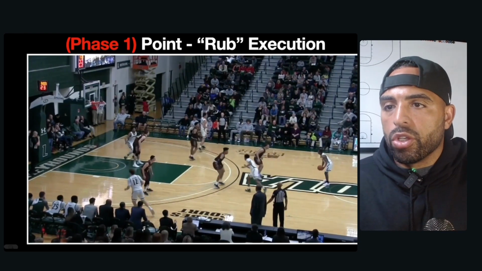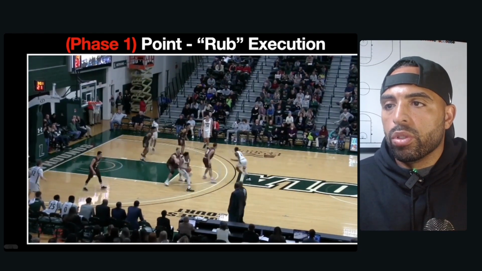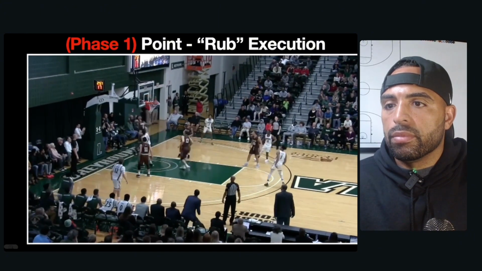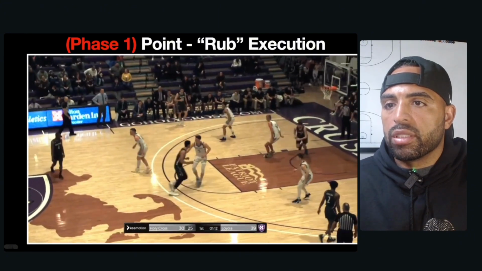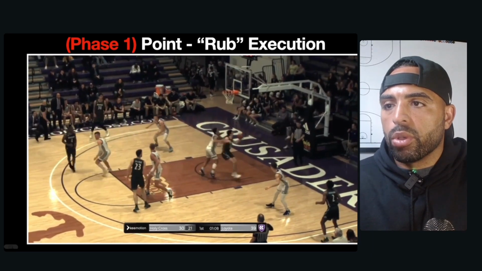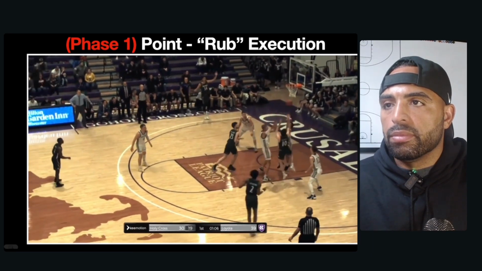Here's some game execution. Rub through, away, curl for a layup. Rub, which sets the brush screen, frees up the 5, hard undercut for a layup.